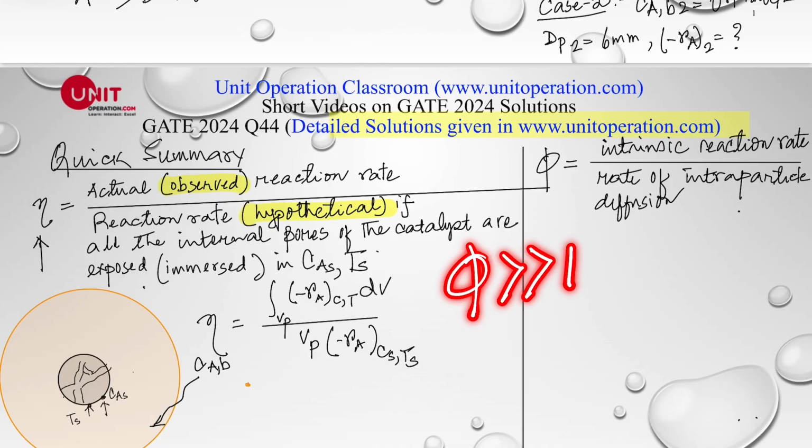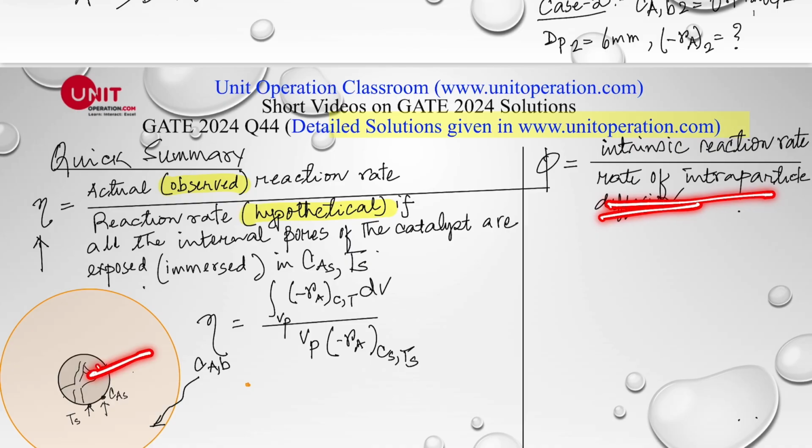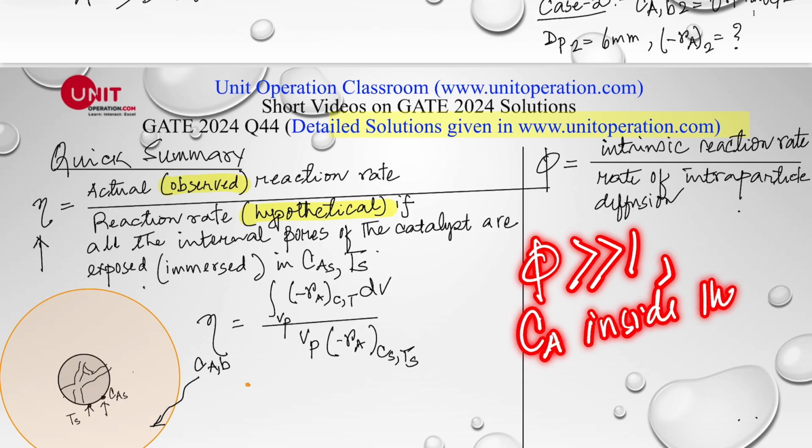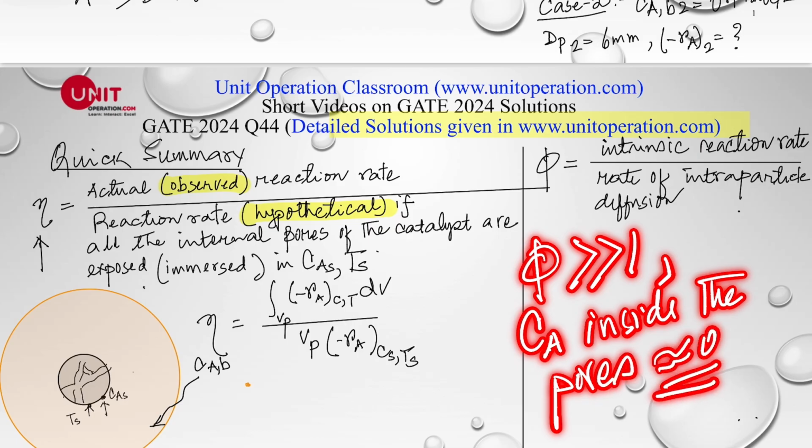Just the opposite, if phi is much greater than 1, then what happens? That means this is very high compared to this one. The reaction rate is extremely high, and the diffusion cannot supply the reactant fast enough compared to the reaction rate, right? That's why phi becomes much greater than 1. That means the concentration of A inside the pores is approximately equal to 0.